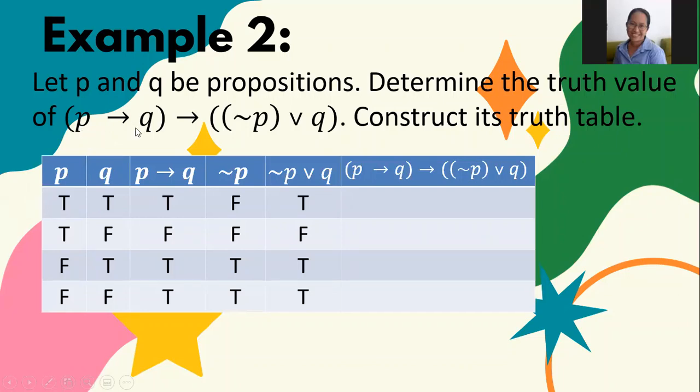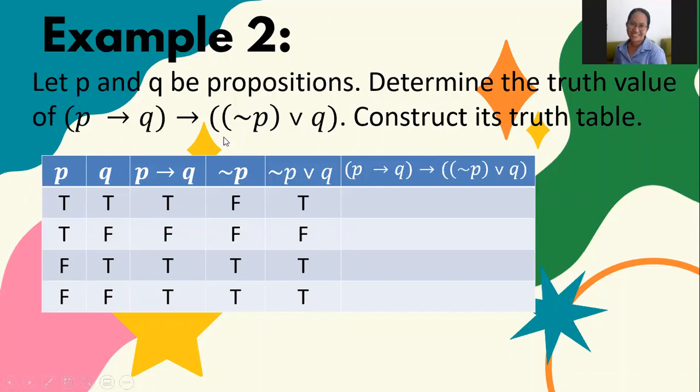So sa if-then statement natin or sa conditional, alin lang doon yung nagiging false? Nagiging false lang siya if P is true and Q is false. So that's why in this column, ito lang po yun, the if-then. Okay? And then with the second operation, you need to have first your negation of P. Since this is your P column, you have to negate this. Meaning the negation of true is F, T, and T.